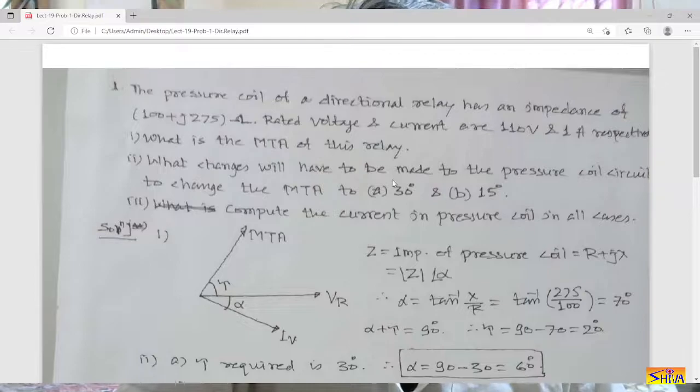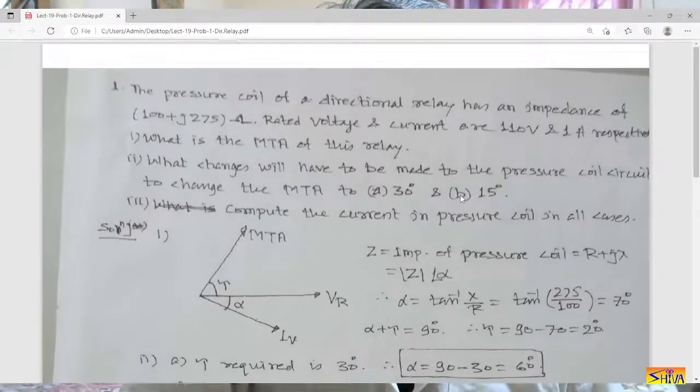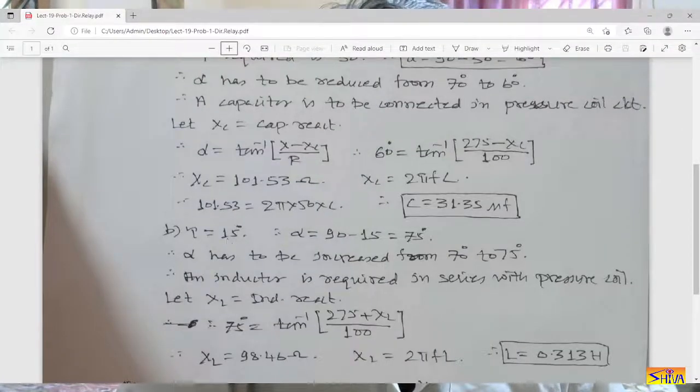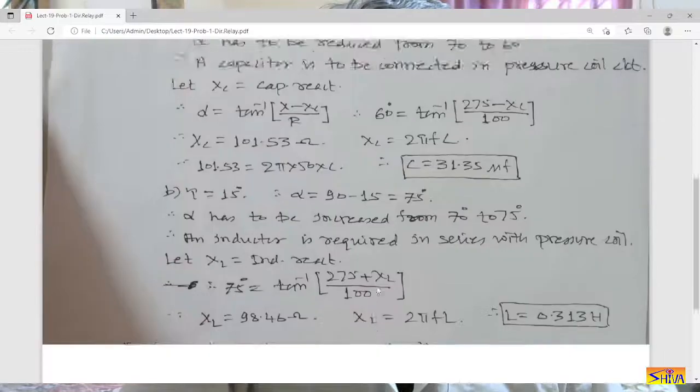Now the second part of this is we need a maximum torque angle of 15 degrees. So tau is 15 degree, so alpha is coming 75 degree. So alpha has to be increased from 70 degree to 75 degree. We have to increase the value of alpha. So we require to increase the inductive reactance. Hence we need to add an inductor in series with the pressure coil.